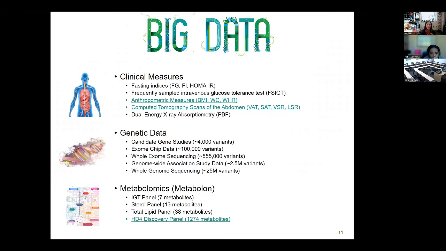And then finally, we've also been exploring small molecule metabolite profiles, or what we term metabolomics. Metabolomics is the systematic study of the unique chemical fingerprint that cellular processes leave behind within the cell. To date, we've amassed a number of complementary panels. However, today I'm really going to focus on the HD4 discovery panel, which includes about 1,274 metabolites. All this data was generated by Metabolon.